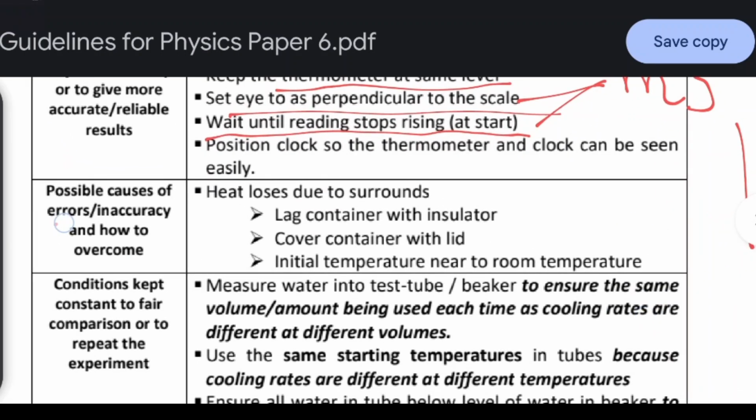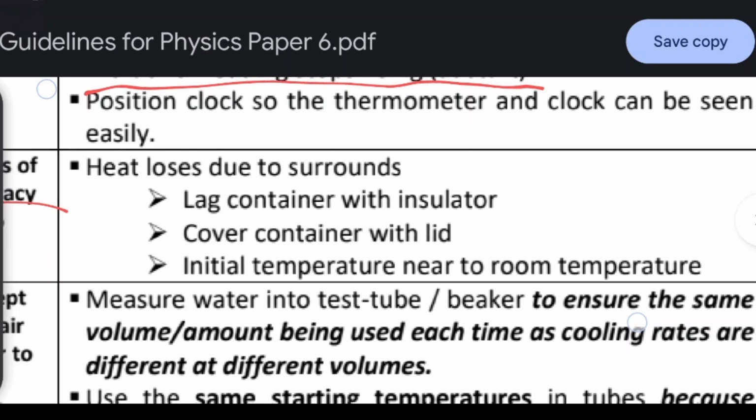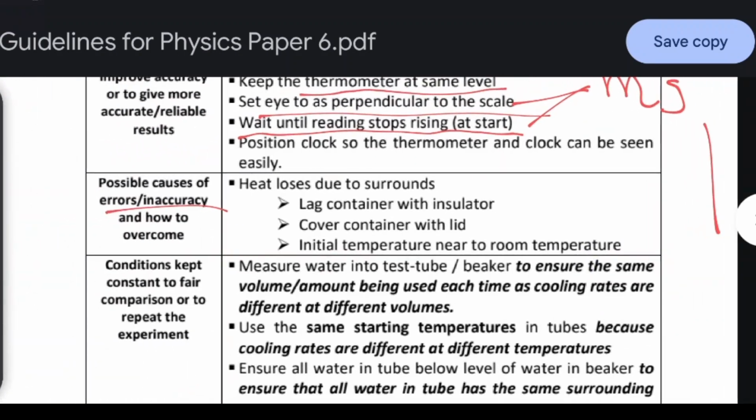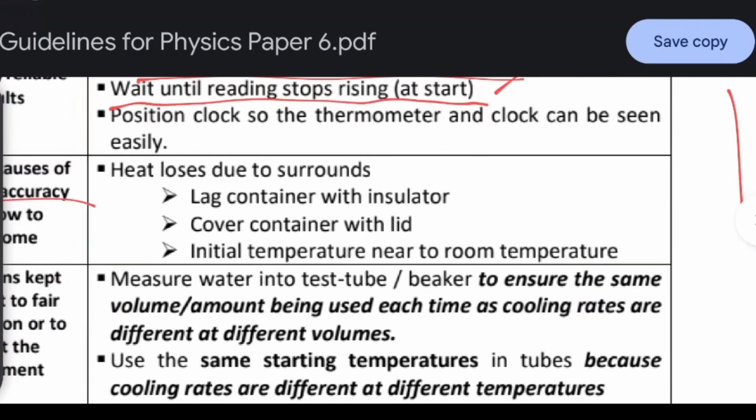Next, what are the causes of inaccuracy and how to overcome them? Heat loss is due to surroundings. To overcome this, cover the container with an insulator. What is it going to cause? It is going to reduce the heat loss to the atmosphere. And cover the container with the lid. Of course, again, it will reduce the heat loss to the atmosphere because it will prevent evaporation.